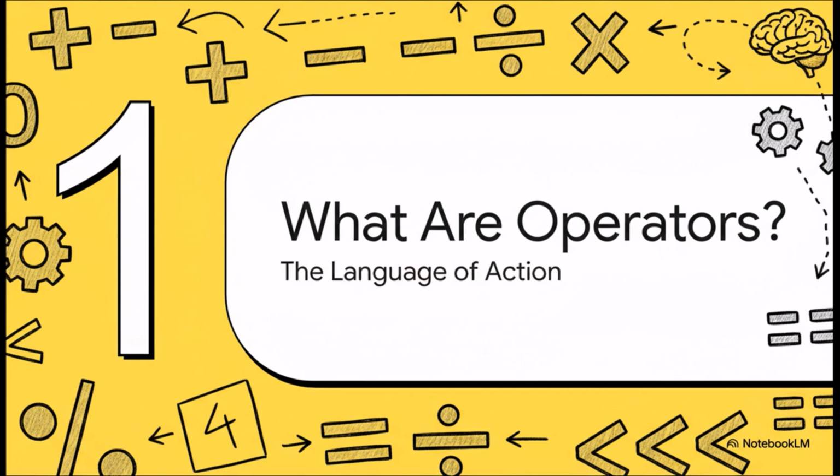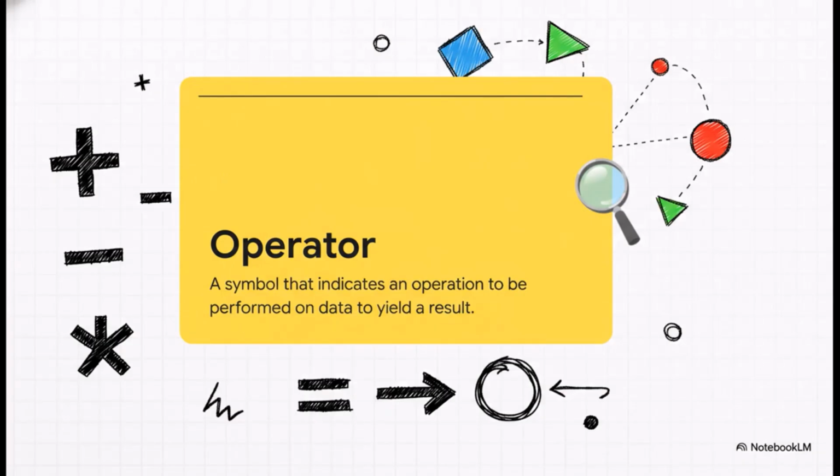What exactly are operators, and what do we call all the pieces when they're in action? To put it as simply as possible, an operator is a symbol that commands the computer to perform an action. That's it. A plus sign tells it to add. A minus sign tells it to subtract. It's a direct instruction. Take this data, do this specific thing to it, and give me a result.